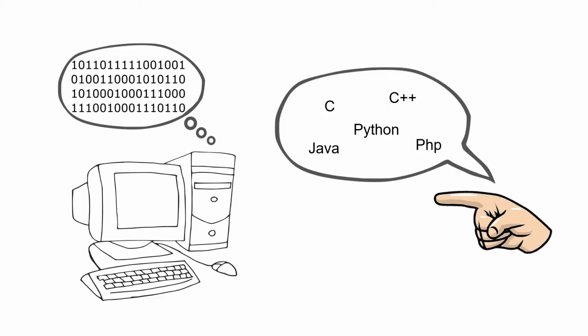So that's why we're thankful for high-level programming languages like C, C++, Java, Python, PHP, which allow us to give computers instructions in languages that we are better able to understand.